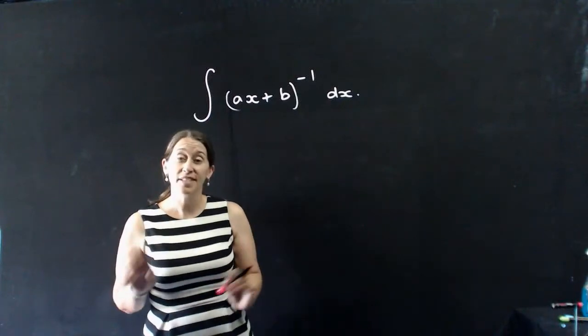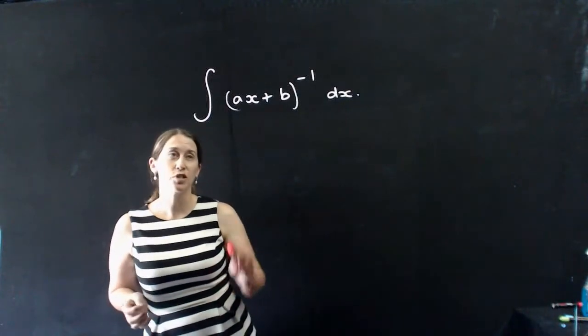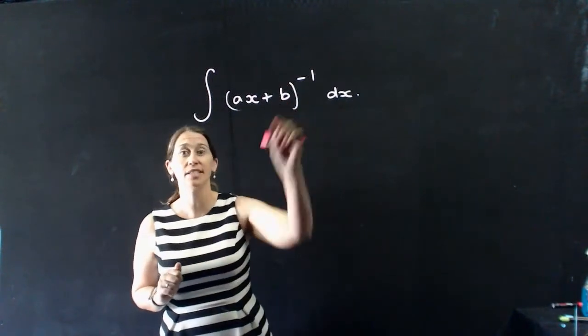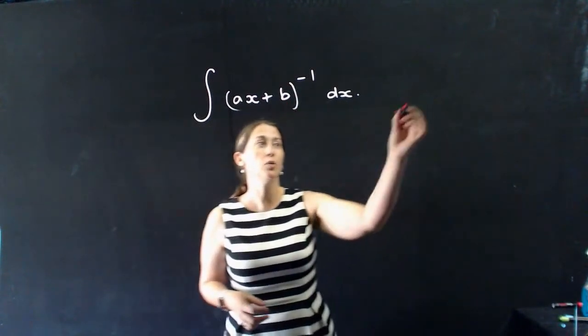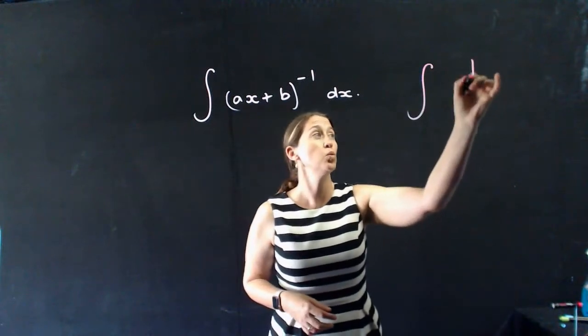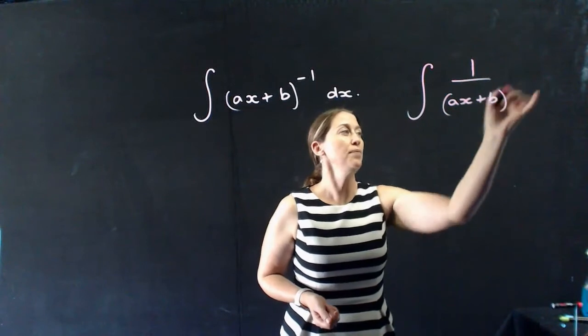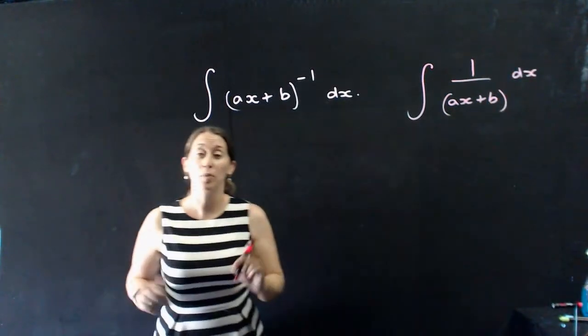Today I'm going to show you the second scenario for integrating functions in the form ax plus b to a power n, where n in this case is a negative power, so negative 1. Likewise, we can write that as we're trying to integrate 1 over ax plus b with respect to x. Okay, so let's just go back to when we were differentiating.